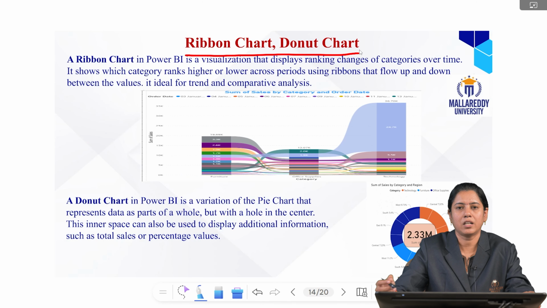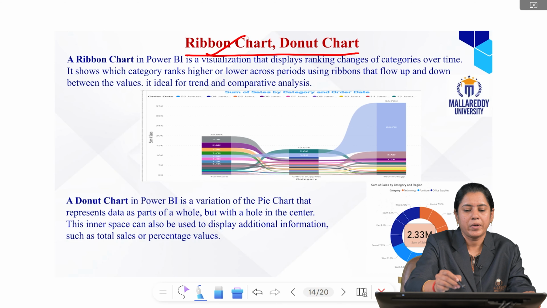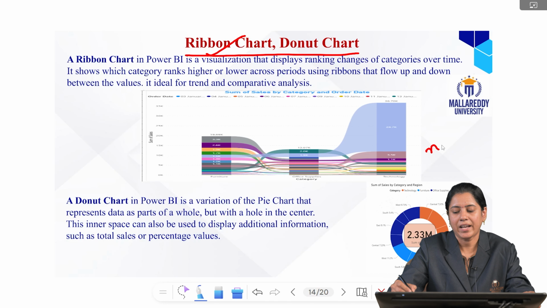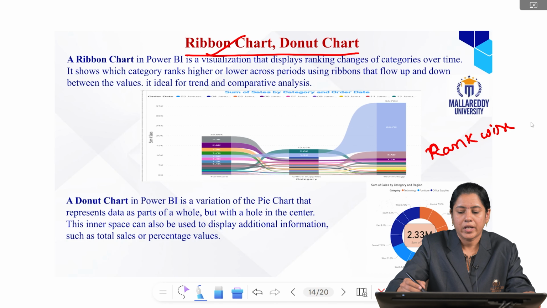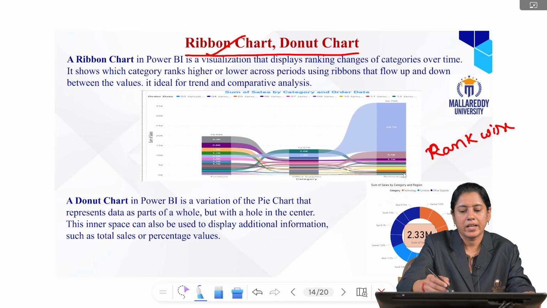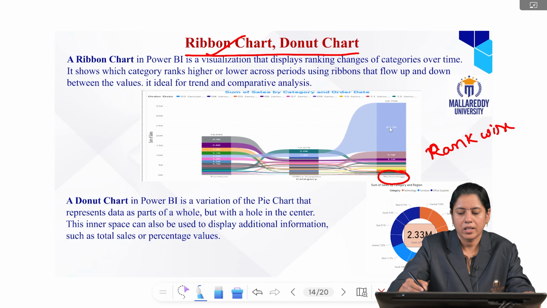Next are the ribbon chart and the donut chart. The specialty of the ribbon chart is that it gives us rank-wise information. For example, here is the category-wise sales information along the dates. Observe here in this technology, this ribbon is rank 1. Each ribbon gives us one date. On that particular date, there are more sales in this technology category. So this is rank one.